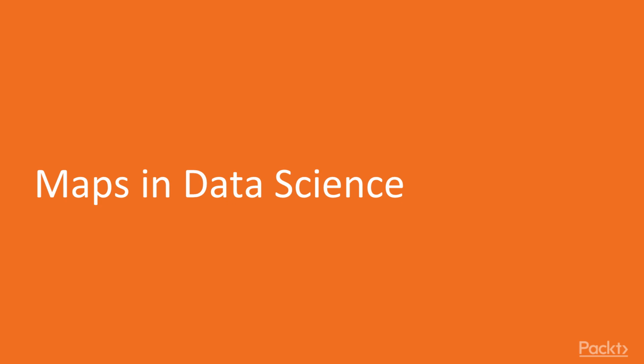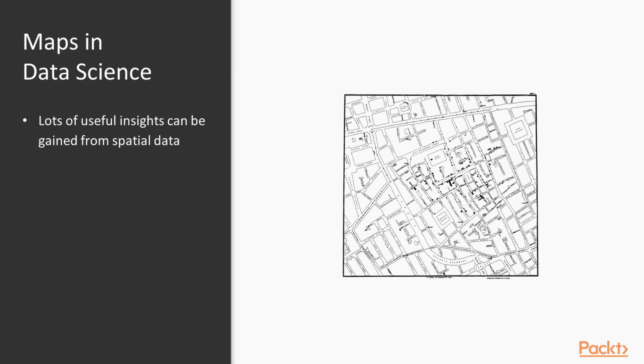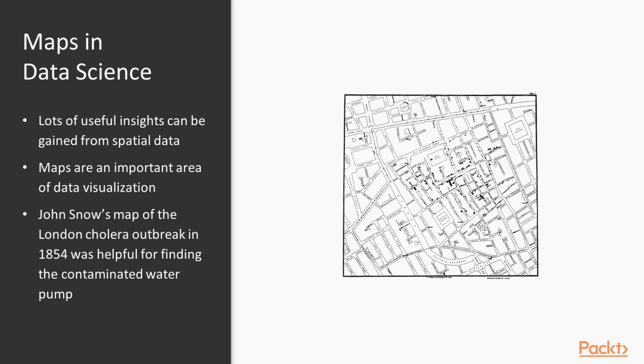Maps in data science. Spatial data can bring us a lot of useful insights. It's a big field of data visualization. Here's an example of John Snow's map of a London cholera outbreak that happened in the 19th century. When cases of the disease started happening, John Snow started mapping them on the city's map. Here we can see the visualization of his drawings. And from this map, he figured out the rough center of where the outbreak was coming from, which allowed people to find the contaminated water pump and stop the spread of the disease.